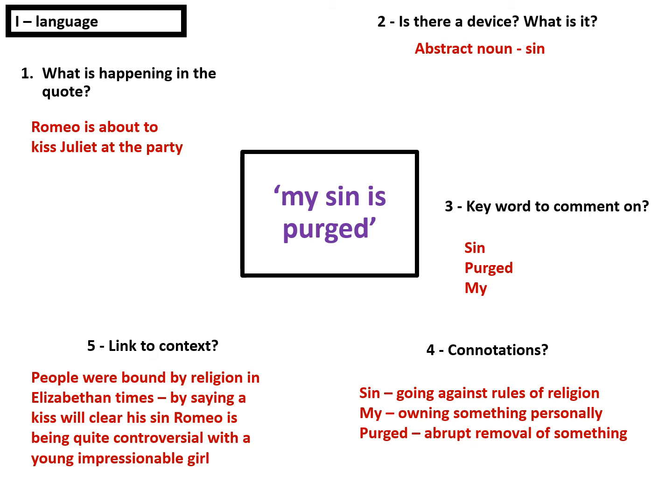By saying a kiss will clear his sin, Romeo is being quite controversial with a young, impressionable girl. Remember, Juliet hasn't really mixed with men before, so the first time she meets him and he's basically saying, let's throw religion out the window, it's very controversial and would have really made people at the time feel uncomfortable. So pause this recording now to do your own language quote explosion.